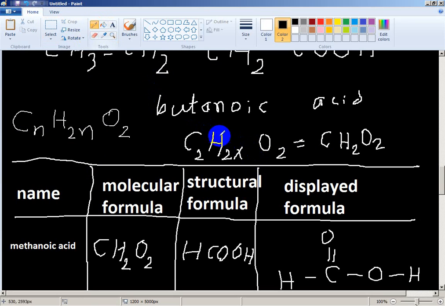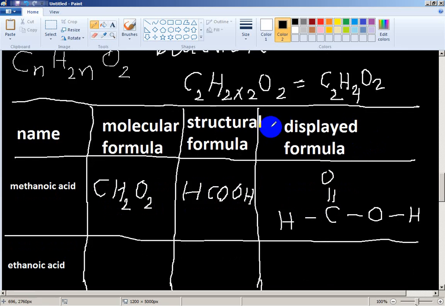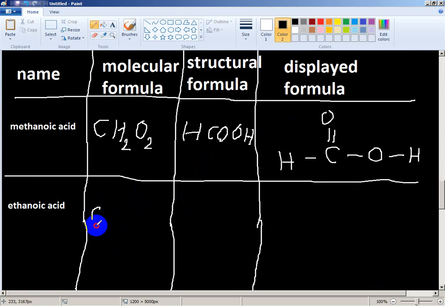Hello students, say it before me. Okay, C2, carbon 2, hydrogen 2 times 2, 4. Oxygen 2. That means C2H4O2. Okay, this is the molecular formula of ethanoic acid.